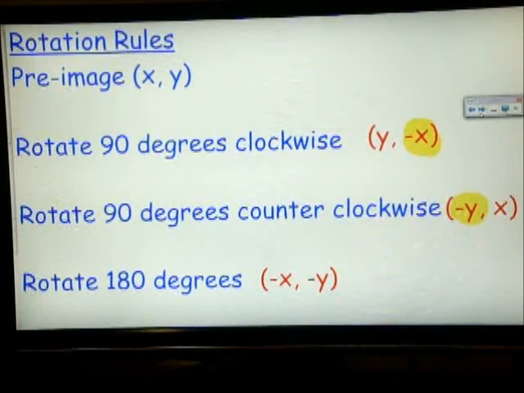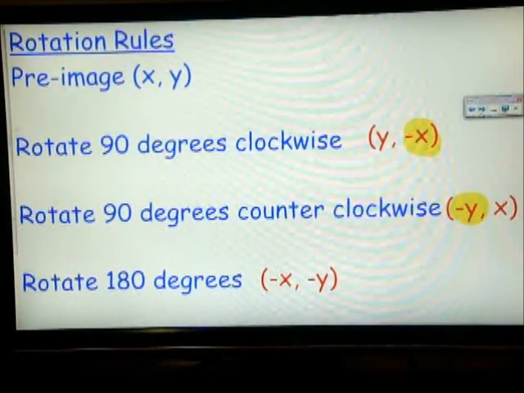Pause the video for just a second and please write down these rotation rules. Like I said earlier, rotations don't have little tricks that we can use on the graph. You have to use the rotation rule. The three rotation rules that we have are down below. Now, I'm just going to share with you what a lot of my students have used in the past as ways to remember these rules.